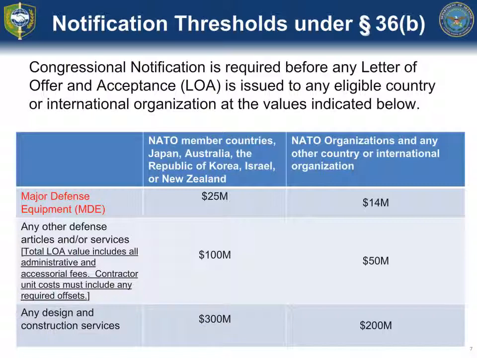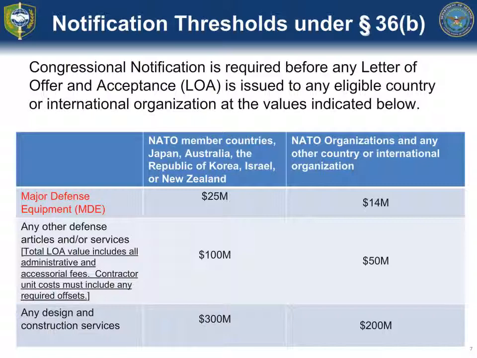The first threshold is a case that includes $25 million or more of MDE. Now, if the MDE total is under $25 million, but the case value still reaches $100 million, a notification is required based on total case value. It's important to note that this is not just the total of the defense articles and services on the case. It includes the total administrative and accessorial fees, the total LOA value. And the contractor will probably be estimating the cost of satisfying an offset in the price of the item on line 1. All these things go into calculating the $100 million total case value.